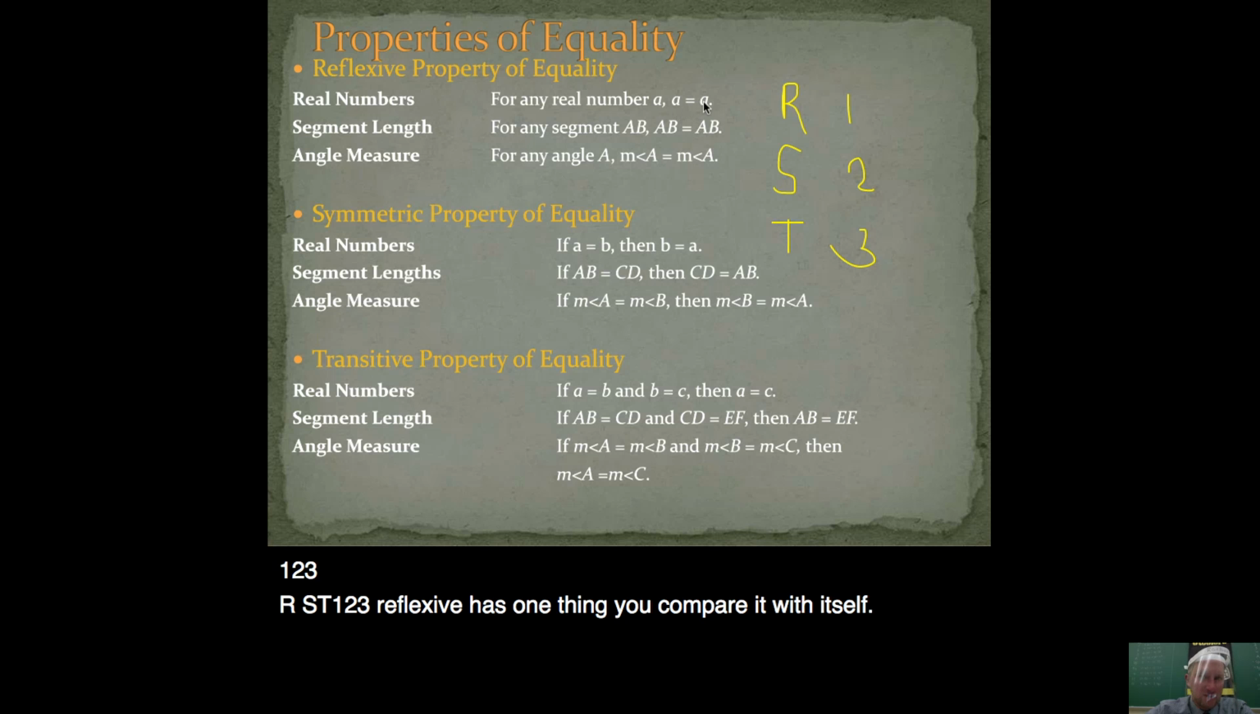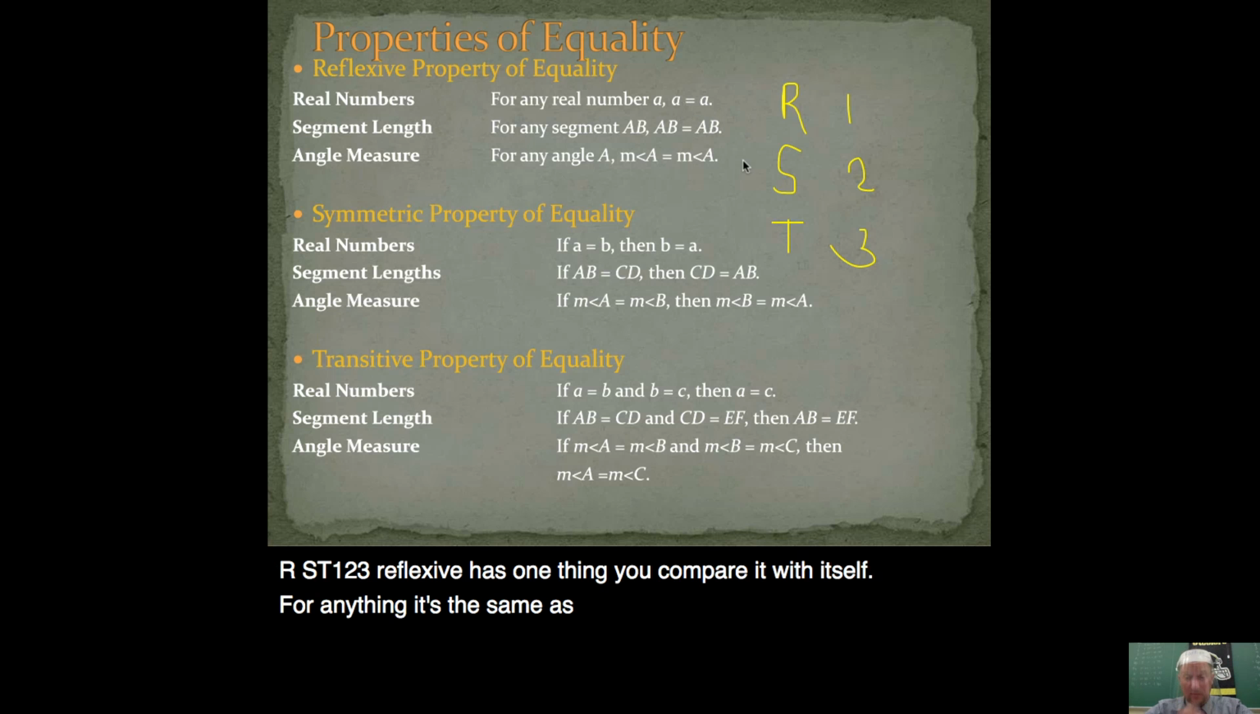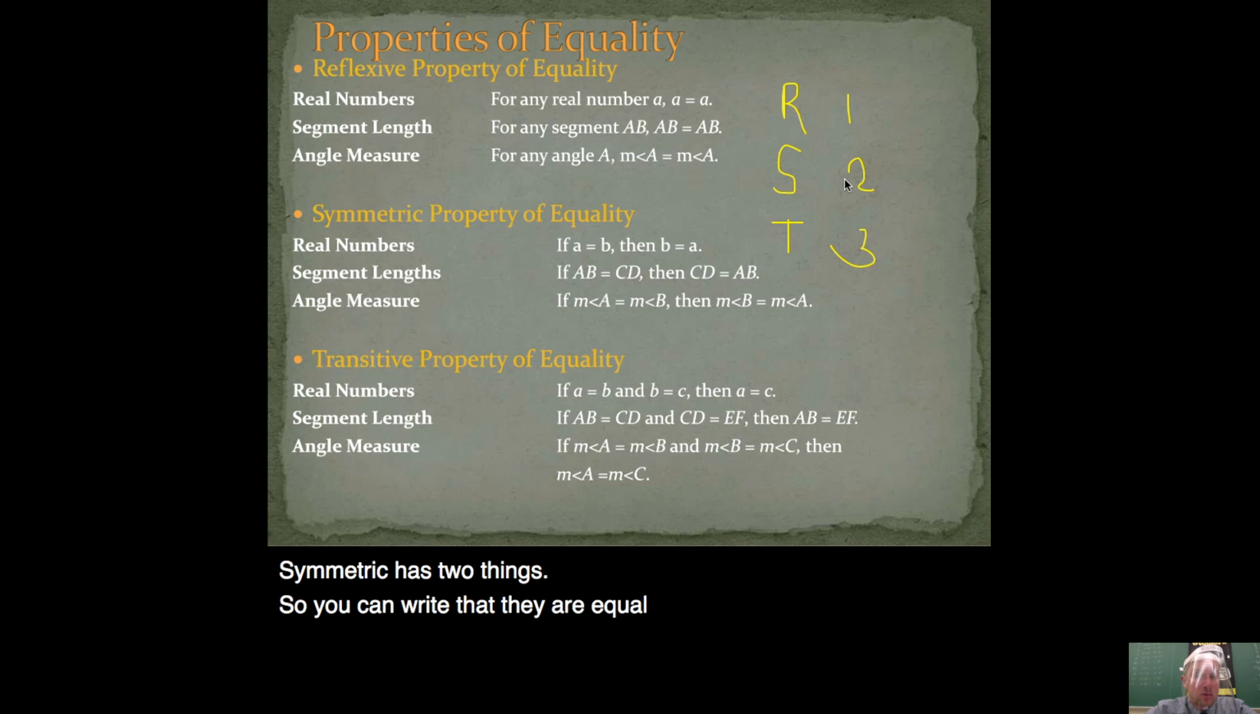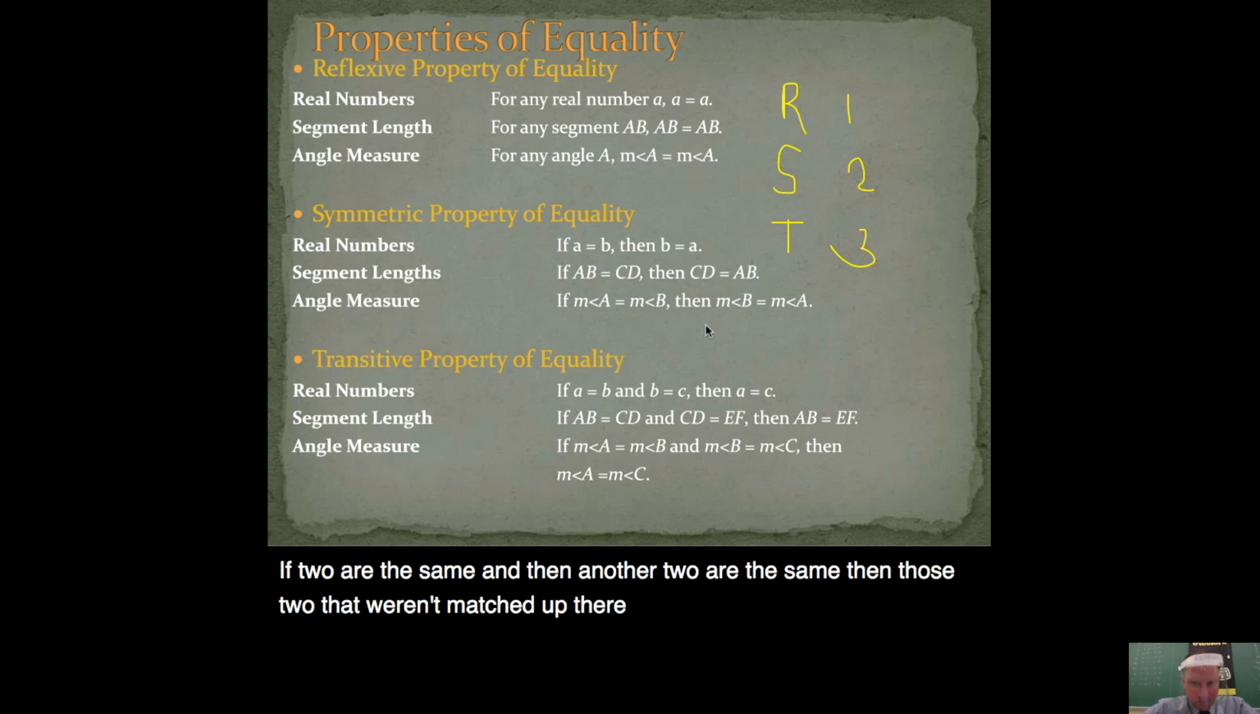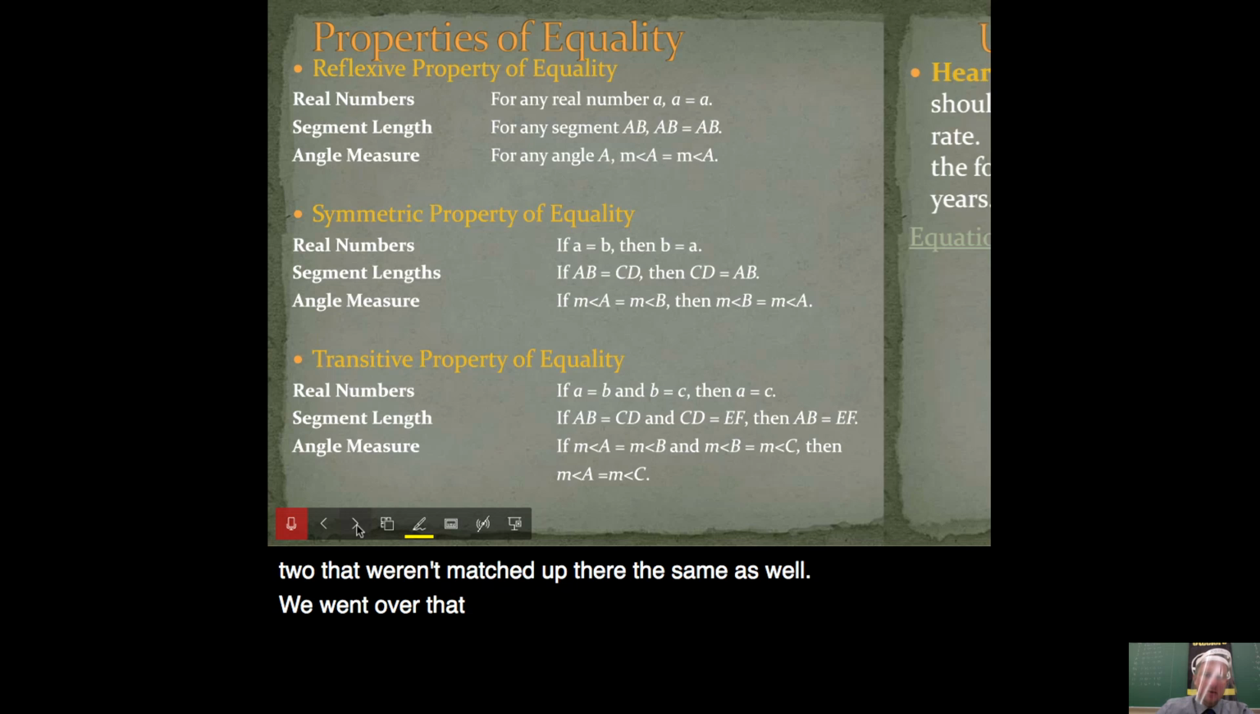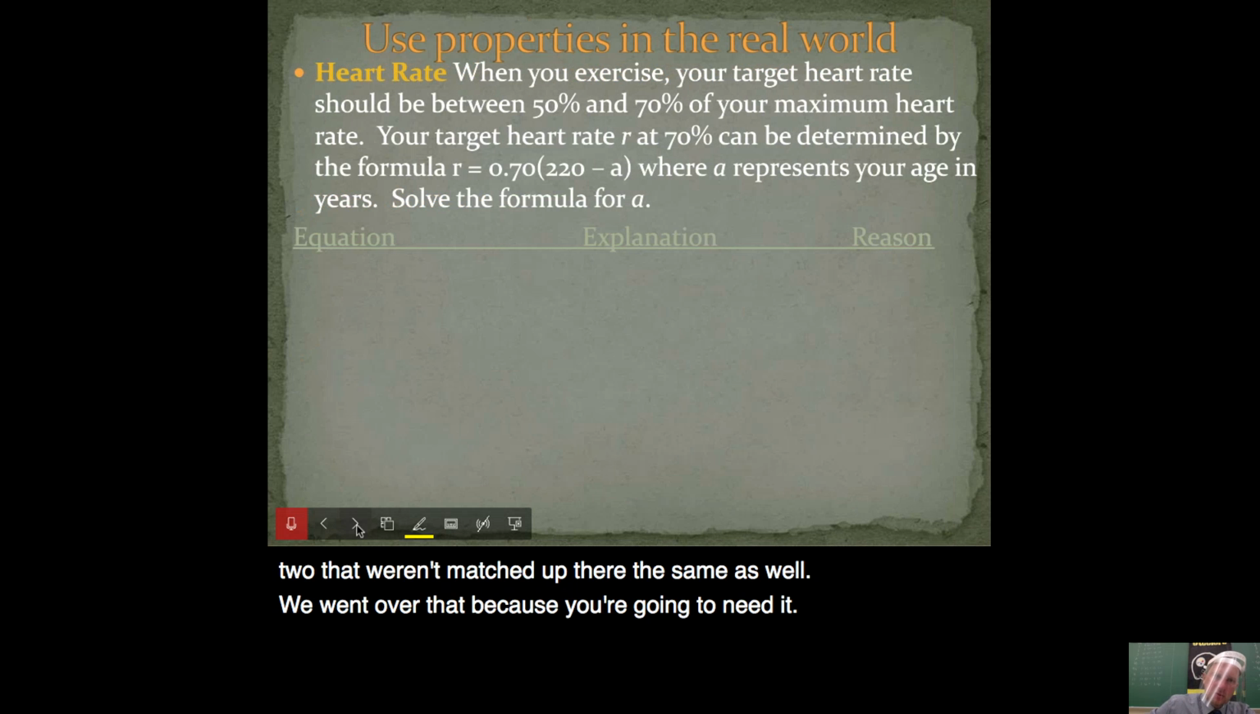For anything, it's the same as itself or equal to itself. Symmetric has two things. So you can write that they're equal either way. Transitive has three things. If two are the same, and then another two are the same, then those two that weren't matched up, they're the same as well. We went over that because you're going to need it when we look at this proof.